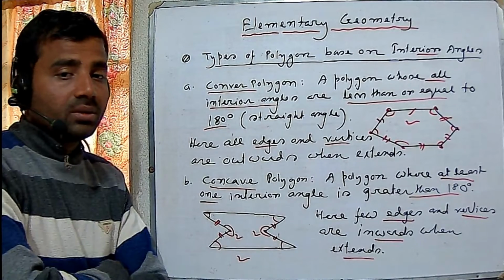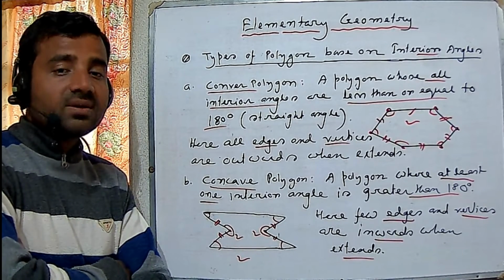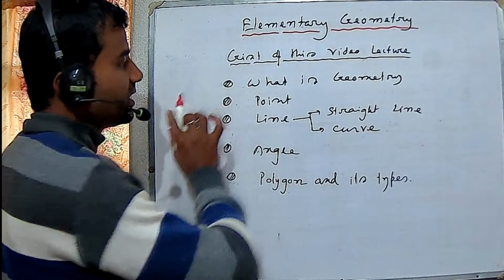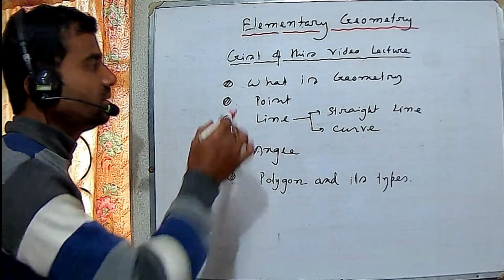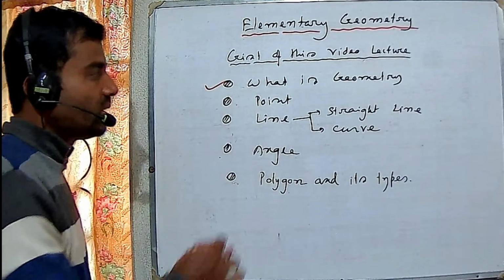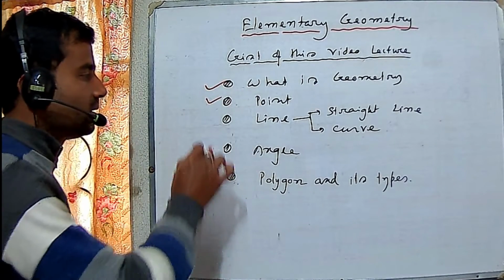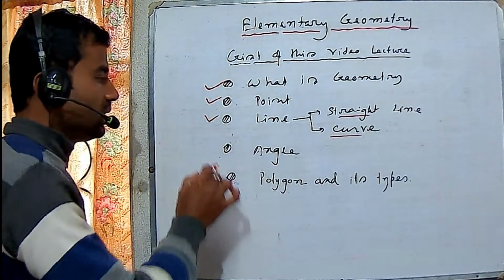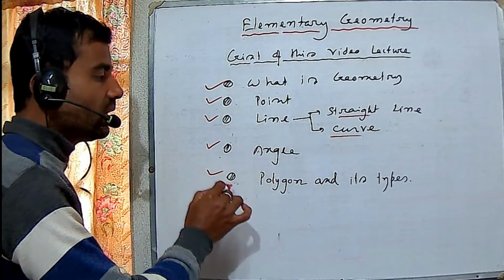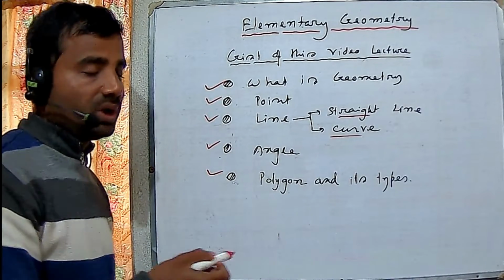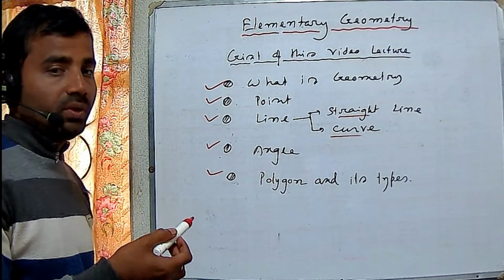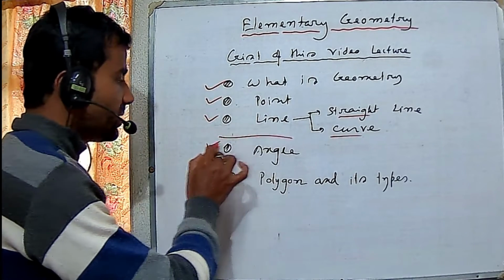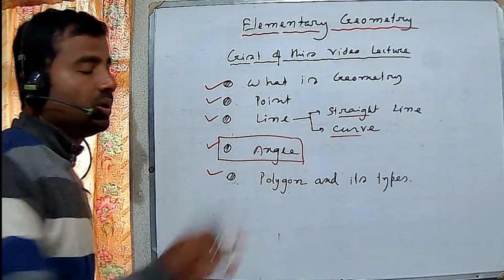Okay. Now we are going to prepare a gist of what we have learned in this video lecture. Gist of this video lecture: we have already learned what geometry is, the definition of a point, what a line is and its categories, that means straight line and curve, what an angle is, and polygons and their types, different kinds of polygons. My next video will discuss different kinds of angles. That means the next video will discuss and explore angles.